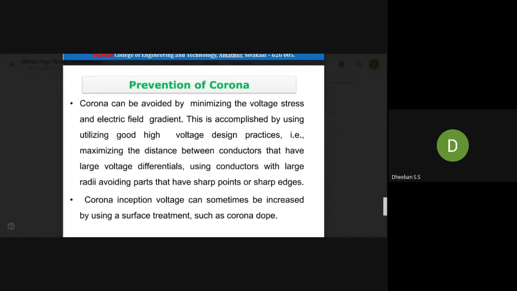Then the second thing is, the corona inception voltage can sometimes be increased by using surface treatment. It is some kind of special treatment which the electricity board will be using.